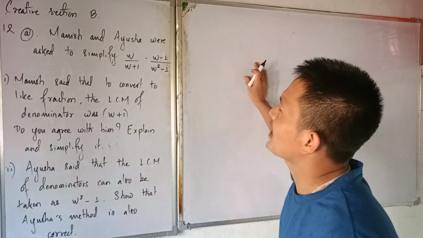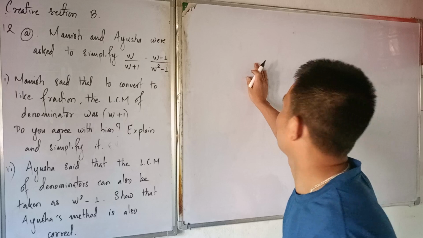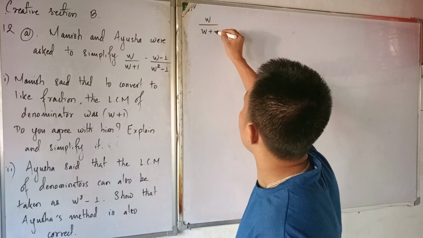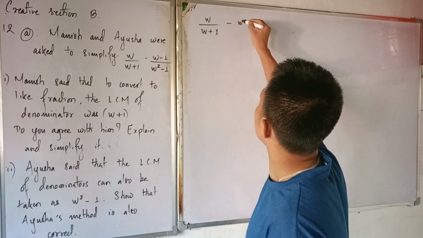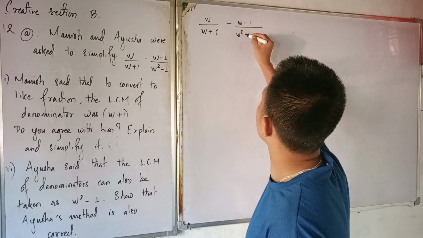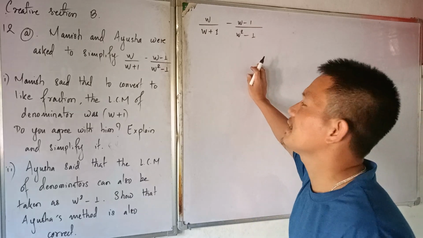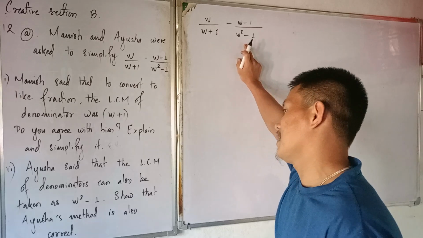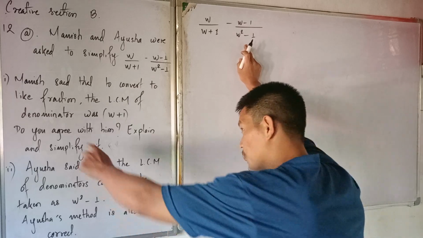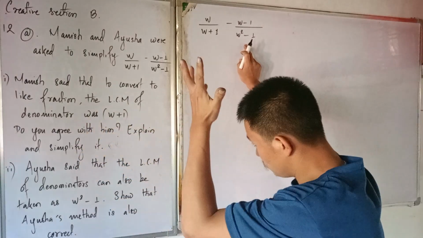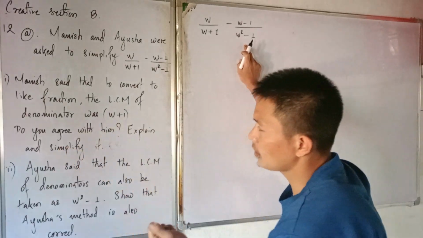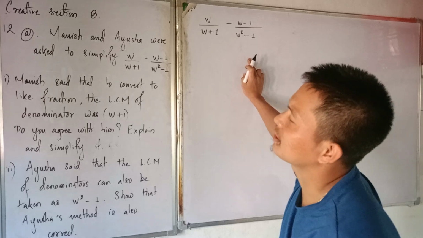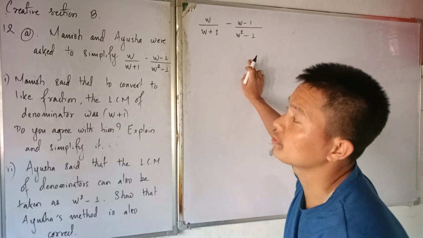So Manis and Ayusa were asked to simplify this question right here. Okay. So Manis said that to convert this and this into like fractions, while you convert to like fractions, the LCM of the denominator was w plus 1. So do you agree with him? Explain and simplify it. So let's go with the methods of what Manis has to say.